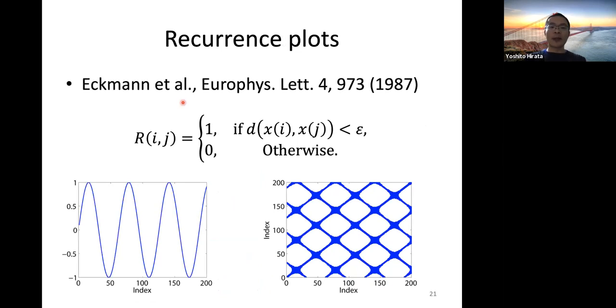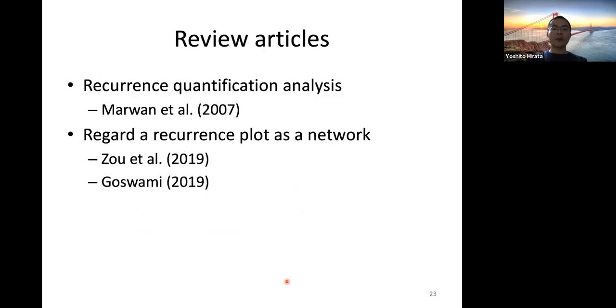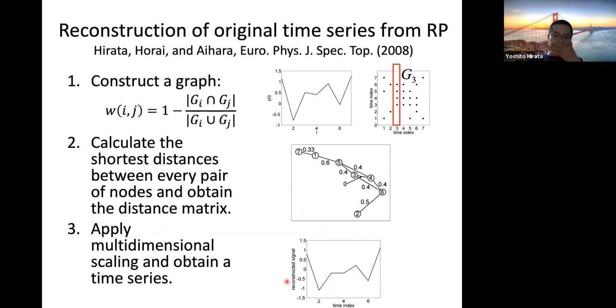But from the definition, we can see that the recurrence plot converts the continuous information of the original time series into binary information, or a zero-one matrix. Therefore, we may think that when we convert the time series to a recurrence plot, we lose a lot of information. But actually, from the recurrence plot, we can reproduce the rough shape of the original time series. This is a recipe for how we can reproduce the original time series from a recurrence plot.